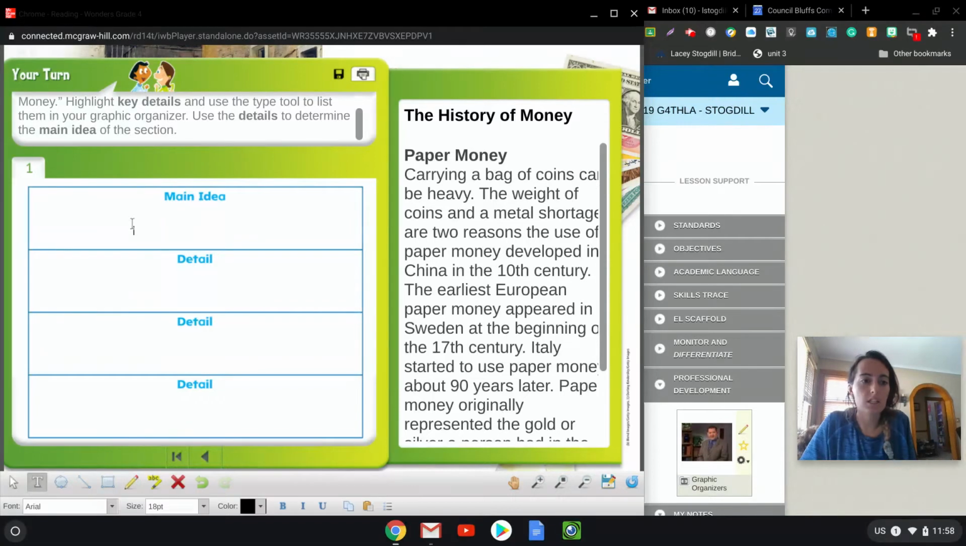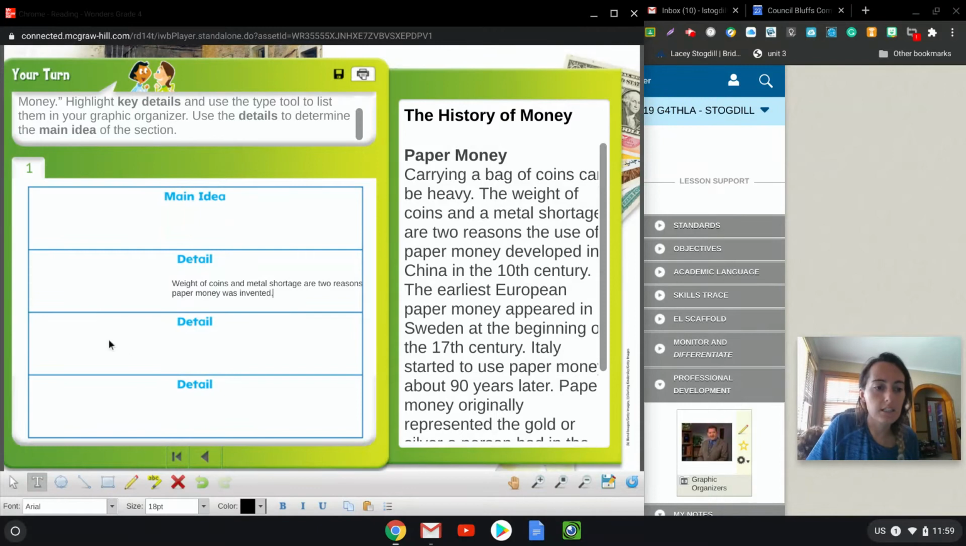So let me see if it's going to let me type today. The weight of coins and a metal. Not the main idea. Detail. Weight of coins and metal shortage are two reasons paper money was invented. All right.